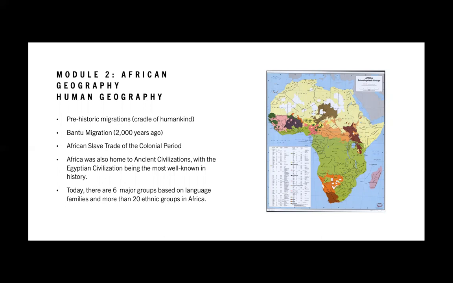So usually when we tackle the first civilizations, you talk about Sumer, you talk about Indo-Harappa, you talk about Yangtze, Huanghe in China. But of course, who could ever forget the Egyptian civilization, which was established along the Nile River. Today, there are 6 major groups based on the language families in more than 20 ethnic groups in Africa. Very diverse, very rich culture.